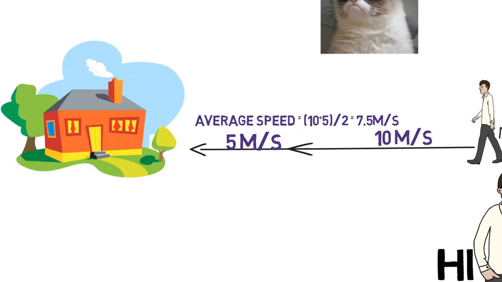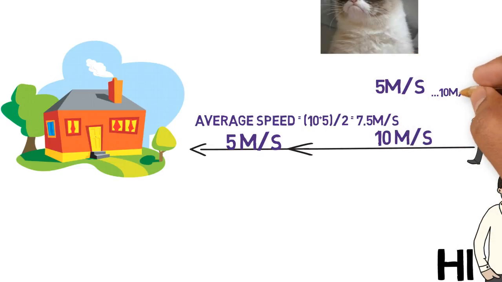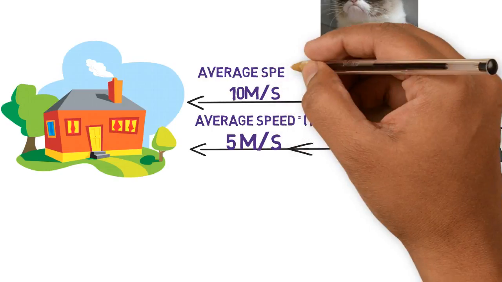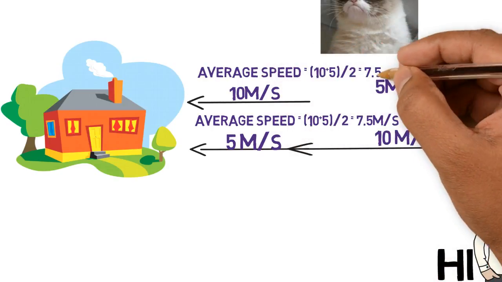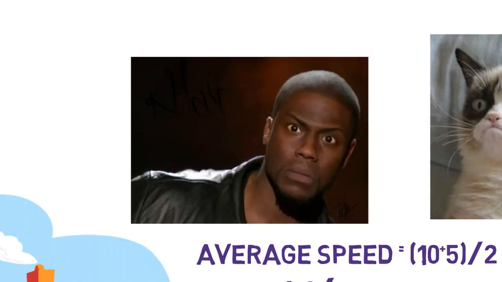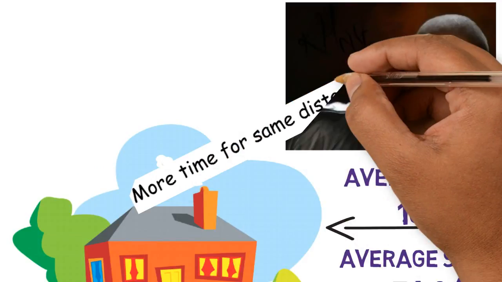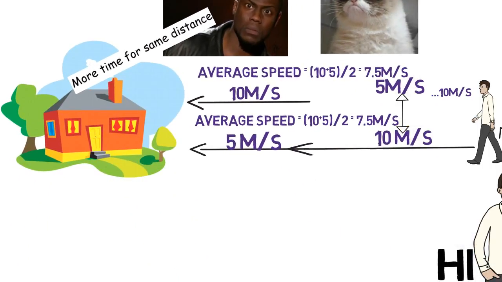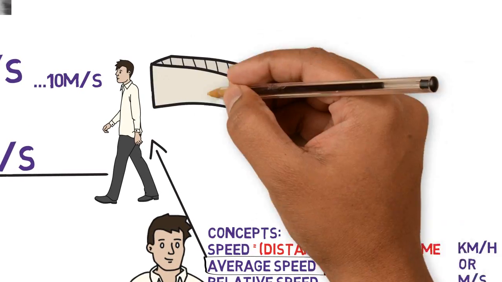To explain it, consider another situation where you are again going to your same friend's home, but this time for most of the part you traveled at a speed of 5 meter per second instead of 10 meter per second, and for remaining part your speed was 10 meter per second. Going by the previous way of calculating average speed, it would again be 7.5 meter per second, but this time you would take considerably more time for covering the same distance, as for most of the part your speed was half of the previous case. Here is the catch now.